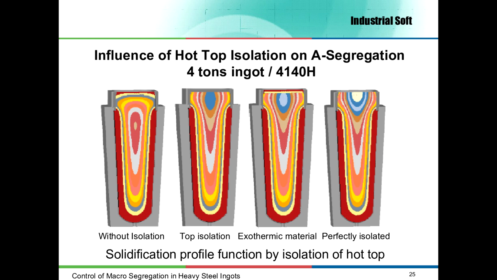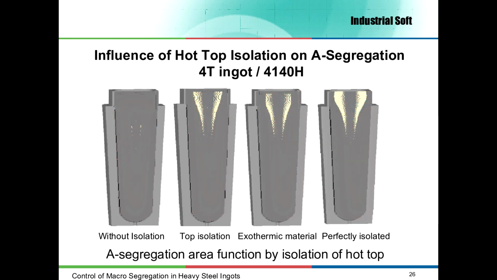Analyzing the data we got by simulation, we can observe that the solidification profile inside the body of all 4 ingots is practically the same in the area where the segregation occurs. The only change is the solidification profile of the hot top. It does not matter the type of isolation that has been used. Indeed, if we exclude the first ingot where there is no isolation, the segregation area is practically constant for all other ingots. So, we can conclude that the isolation type of the hot top does not have influence on the segregation area size.